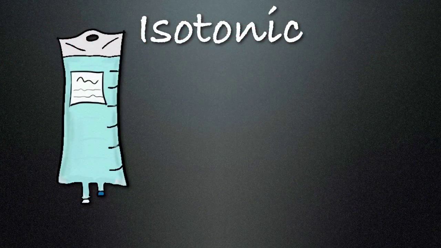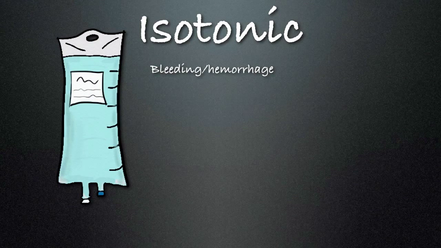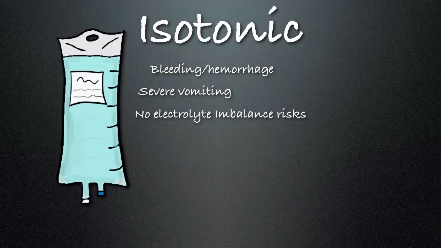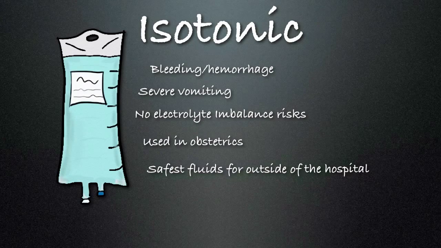Isotonic solutions are used primarily for patients with bleeding or hemorrhage to replace fluid volume. They are also used for patients with severe vomiting or diarrhea, as they provide both fluid and electrolytes to replace those lost from within the body. As they contain an equal concentration of electrolytes as the fluid within the body, there are no risks for electrolyte imbalance with use of them, even in large amounts. These are the most commonly used solutions in obstetrics and are the safest fluids there are for use by midwives outside of the hospital.